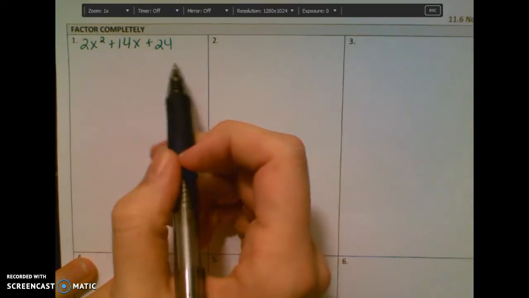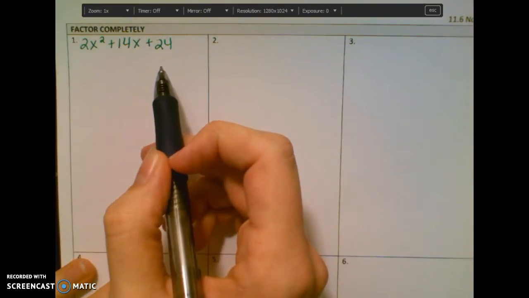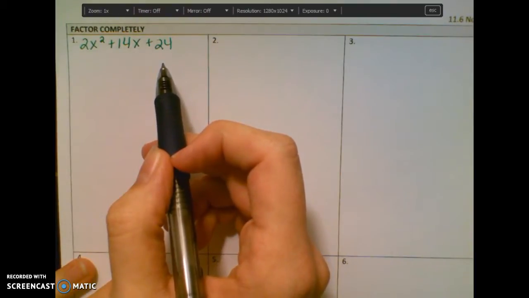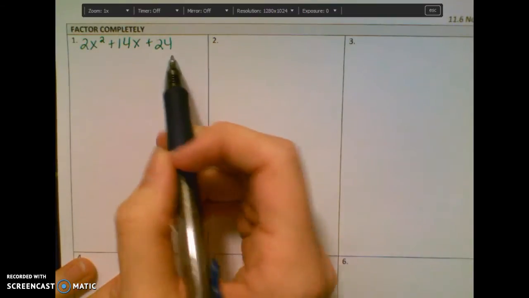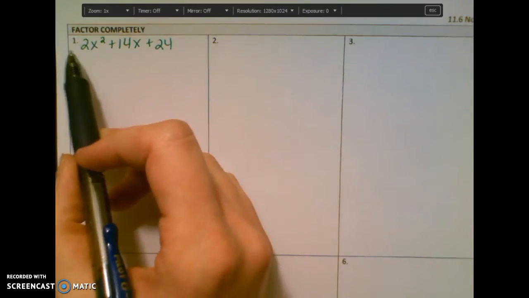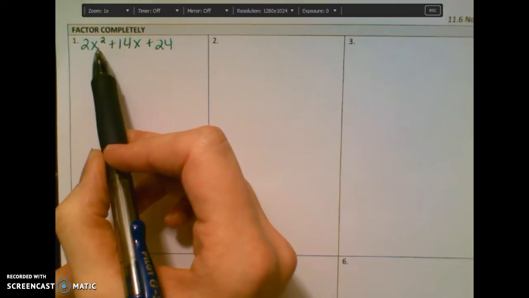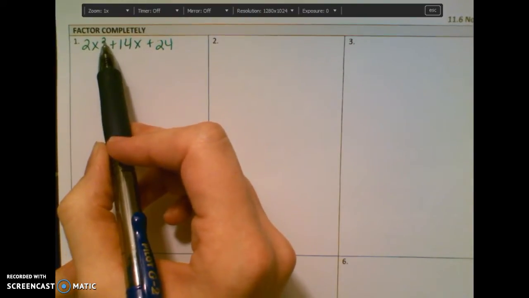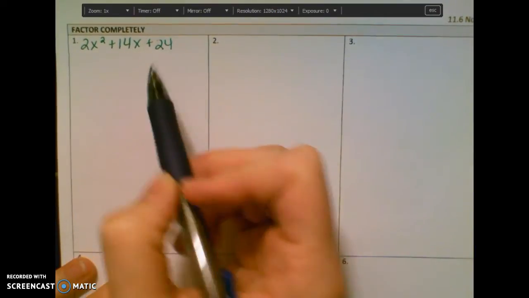Here is our problem. Now the first thing that we need to think about is the head of that robot. The first thing we always think about is, is there a GCF that I can factor out? And hopefully you can look at this and see that yes, there is, especially because there's a number in front of that x squared. Right now we only know how to factor this if the x squared has a coefficient of 1. So that means we need to take something out of all three of these.